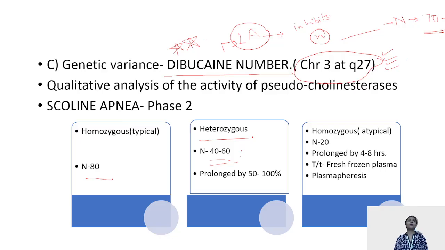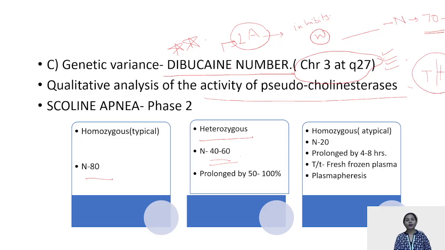Let's say, for example, the duration of action of scoline is around 3 to 5 minutes, so it will increase to 20 to 30 minutes. But if it is homozygous atypical, the Dibucaine number is only 20 and the effect is prolonged by 4 to 8 hours. Now, what the question is generally asked is about the treatment of this atypical pseudocholinesterase.